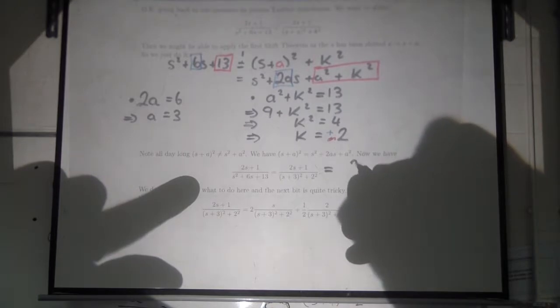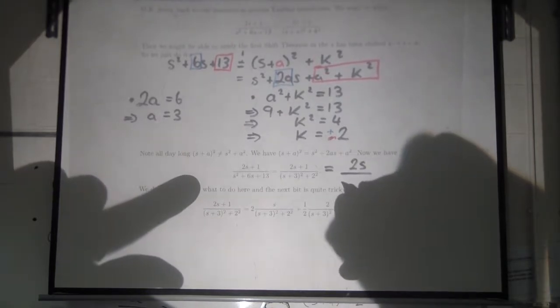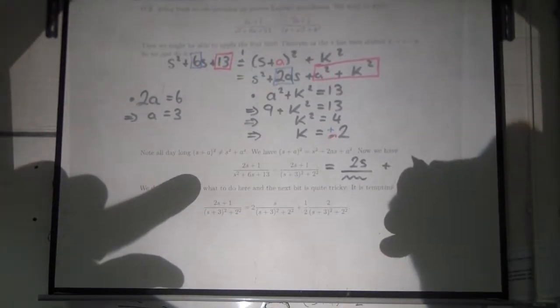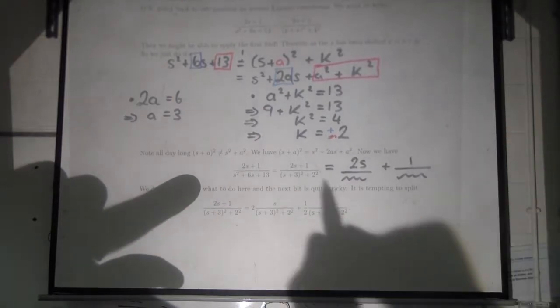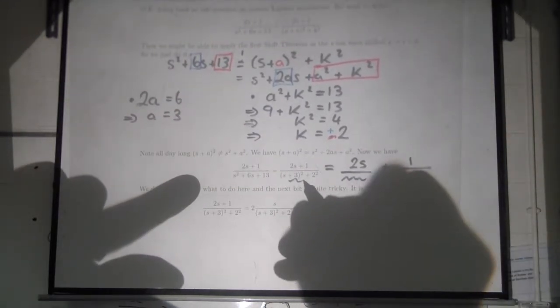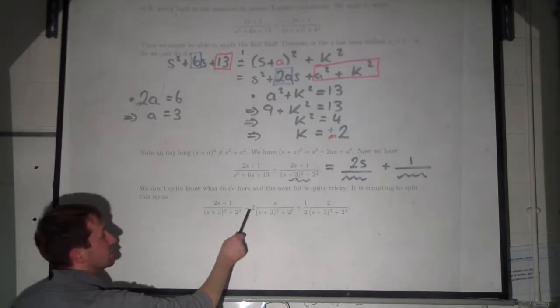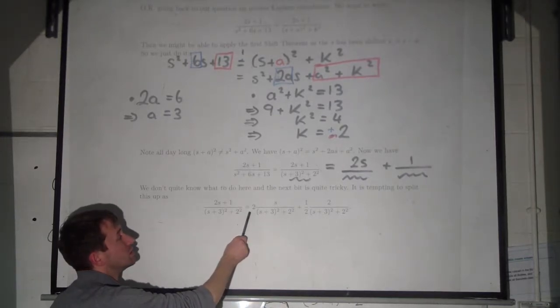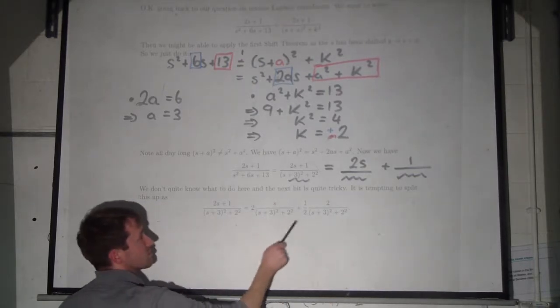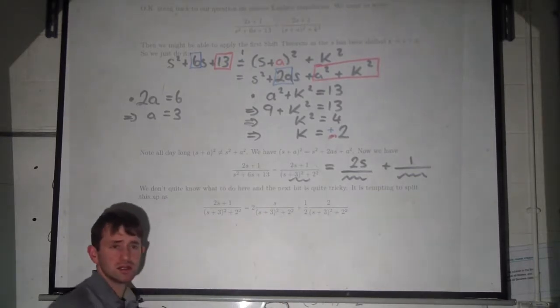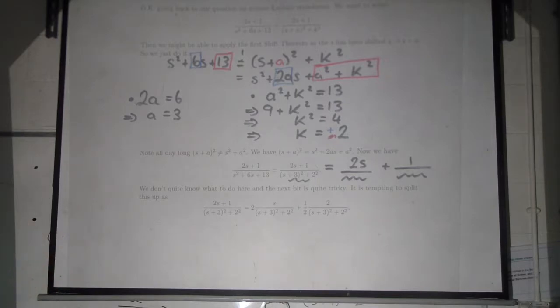I'm just going to write 2s divided by stuff on the bottom plus 1 divided by stuff on the bottom. The same stuff on the bottom, just for space. So it's tempting to split it up like that. Then bring the 2 out. And then this thing, but this is wrong. Sorry, so after the equals there should have been a minus 3. Is that right?